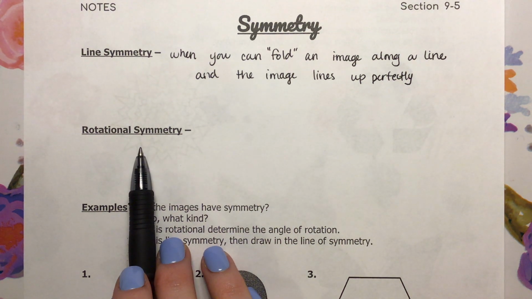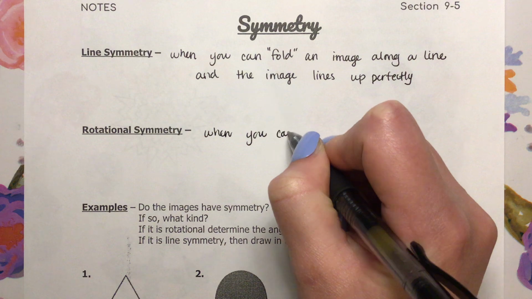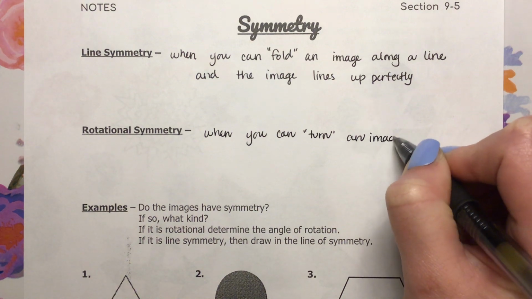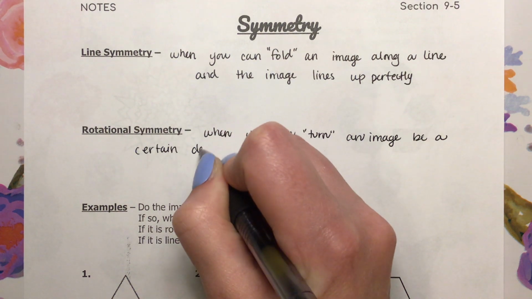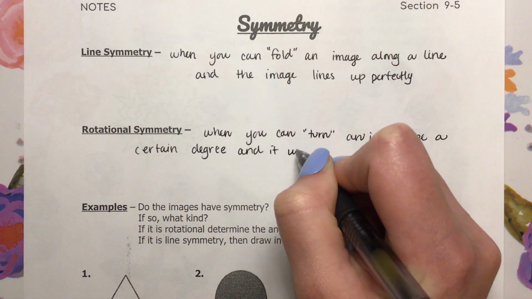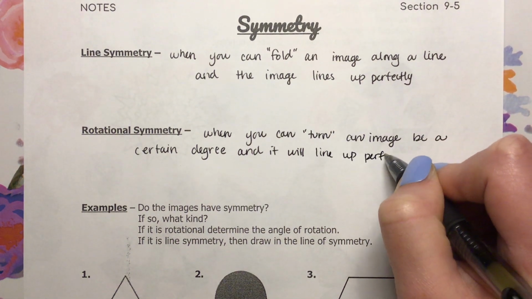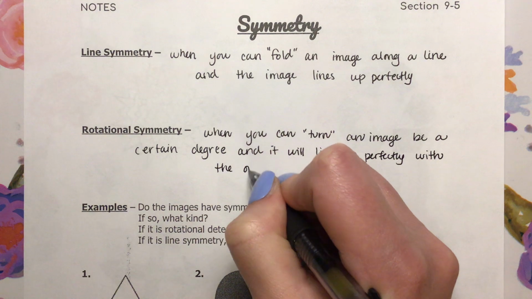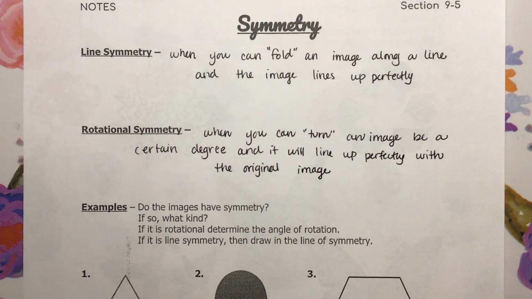Okay, next we have something called rotational symmetry. Rotational symmetry is when you can turn an item, or an image, I should say, by a certain degree and it will line up perfectly with the original image. So we're going to see that in action in this next example.